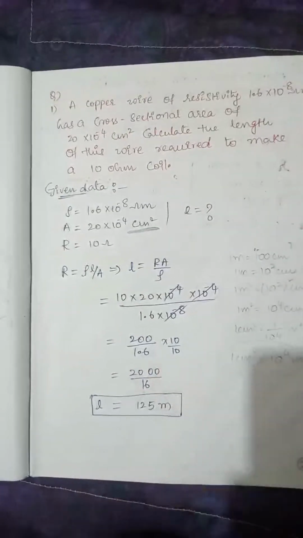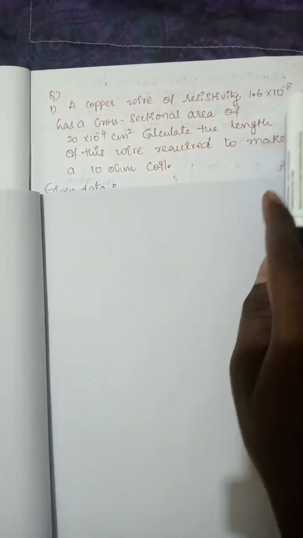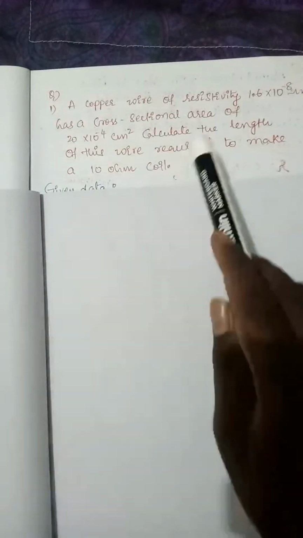So now we will work out on it. Those who know, just check it once and try to solve it. So here you can see a copper wire. The question is: a copper wire of resistivity 1.6 into 10 power minus 8 ohm meter has a cross sectional area of 20 into 10 power minus 4 centimeter square. Calculate the length of this wire required to make a 10 ohm coil.